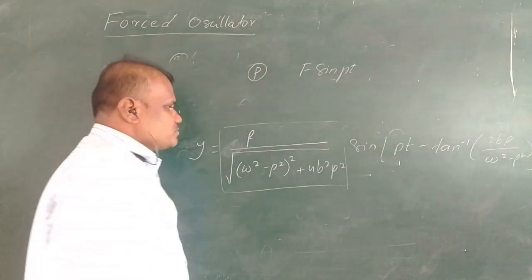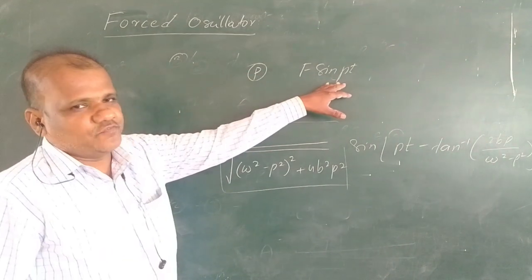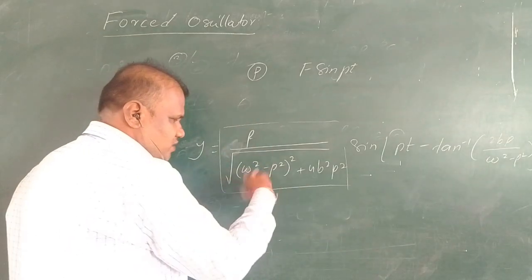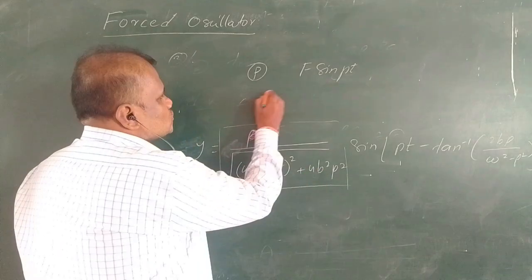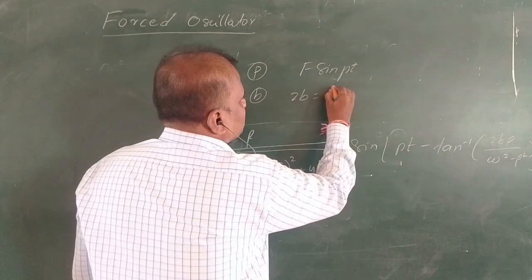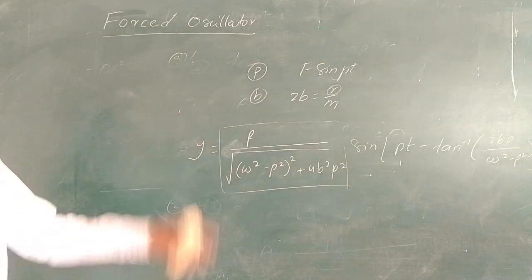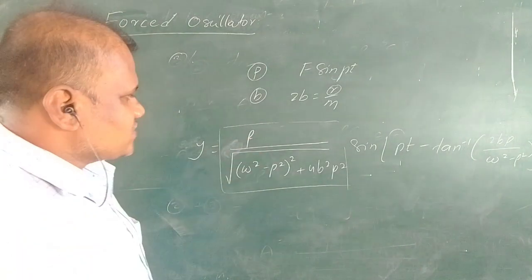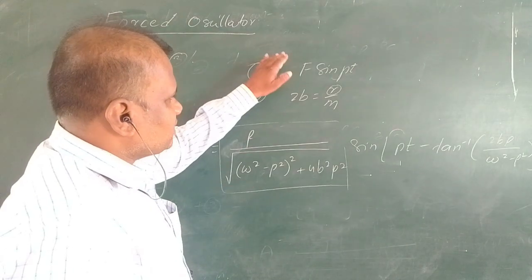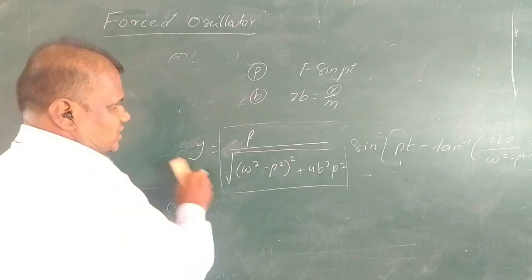Small p is nothing but the angular frequency related to the external applied force. Similarly, the amplitude of the forced oscillator also depends on b, where we have taken 2b equal to R by M. So R is related to the coefficient of frictional force. So in the case of a forced oscillator, the amplitude depends on the applied external force frequency as well as the frictional force constant.